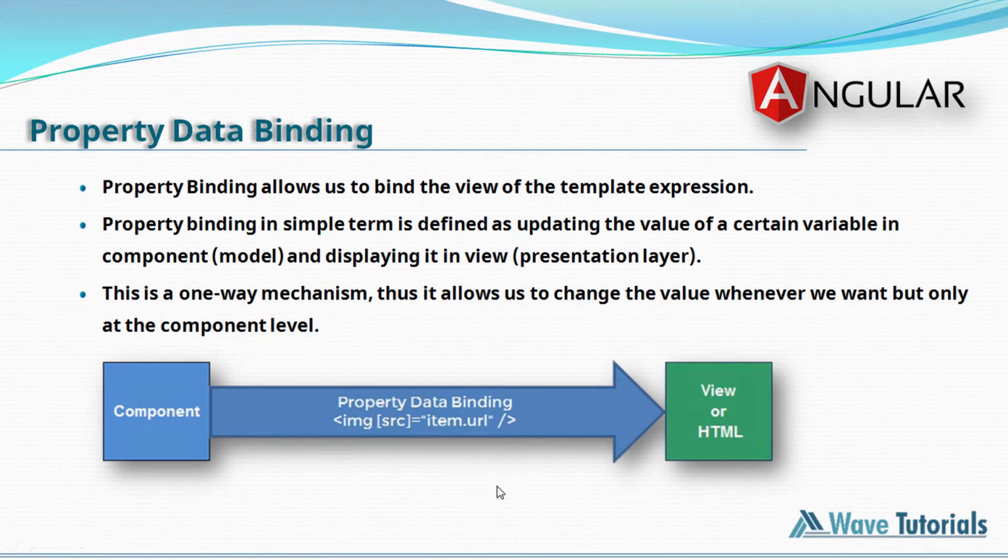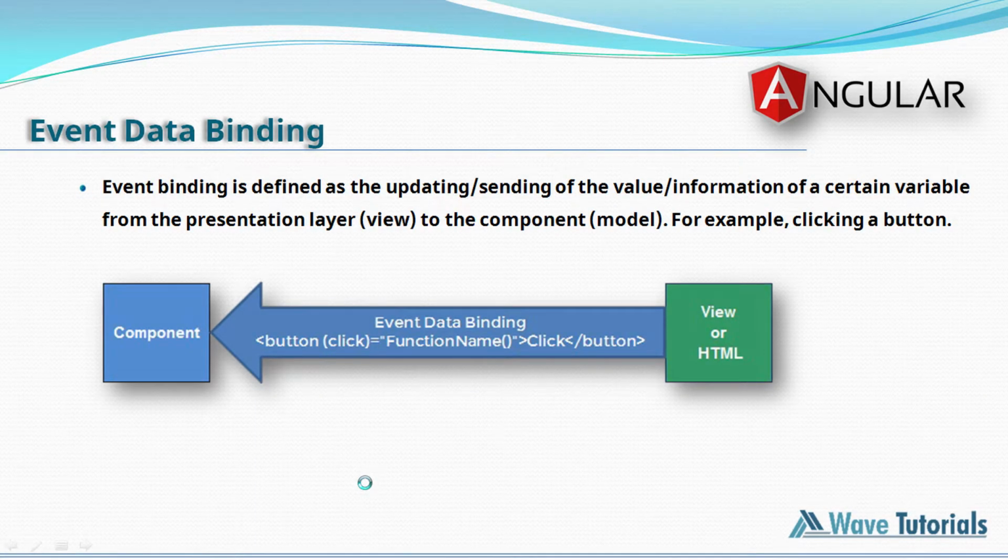Next is property data binding. Property data binding allows us to bind the view of the template expression. In simple terms, property binding is defined as updating the value of a certain variable in the component and displaying it in the view. This is a one-way mechanism. Thus, it allows us to change the value whenever we want, but only at component level. You can see in this graph that the data is traveling from component to view, which is one-way data binding. And the syntax of using property binding is within the square brackets, and you can pass your variable to that property.